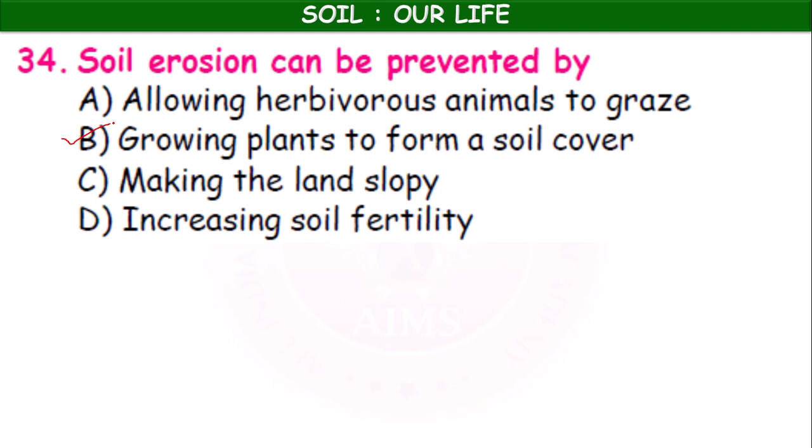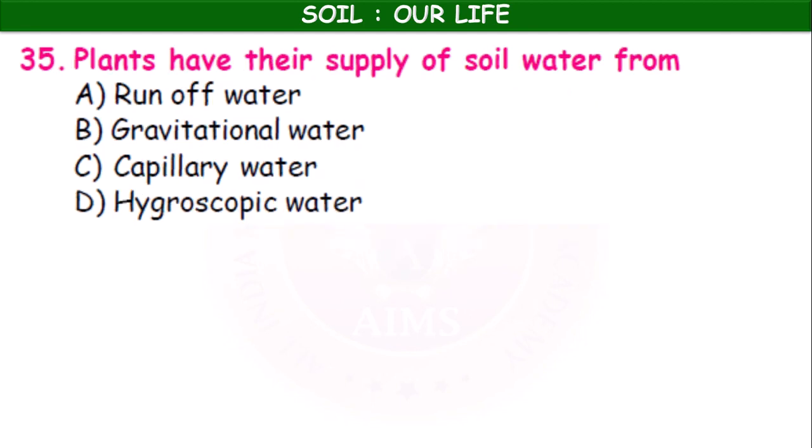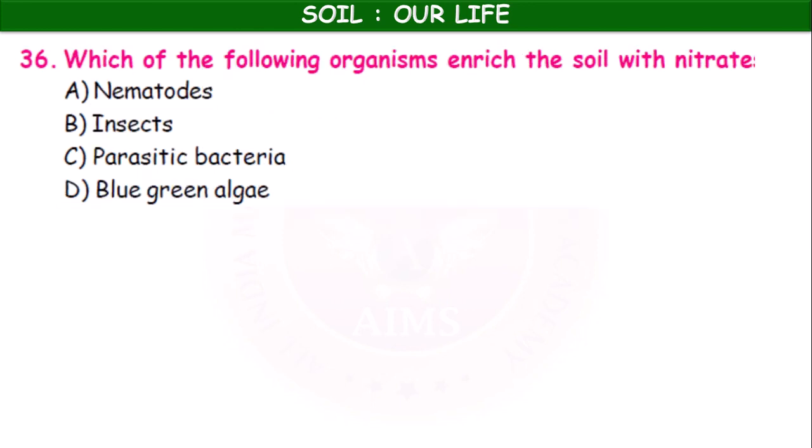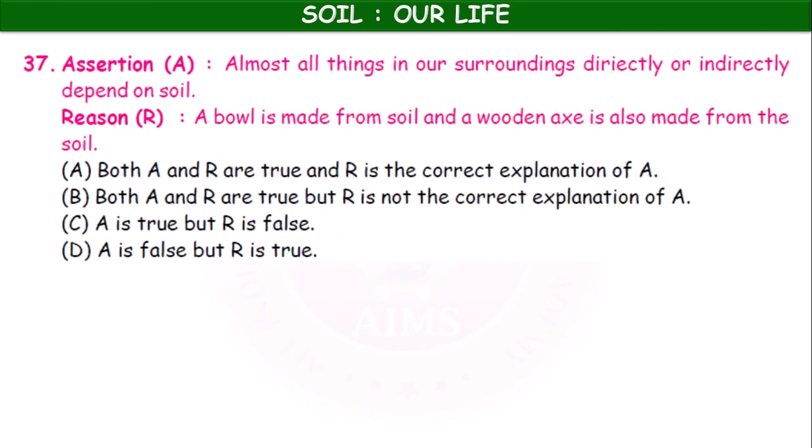So we have to cover the topsoil by growing plants. Plants have their supply of soil water from runoff water, gravitational water, capillary water, hygroscopic water. Hygroscopic water means the water which is attached to the root hairs. Which of the following organisms enrich the soil with nitrate? Nematodes, insects, parasitic bacteria, blue-green algae. It is the blue-green algae which enrich the soil with nitrates by nitrogen fixation.